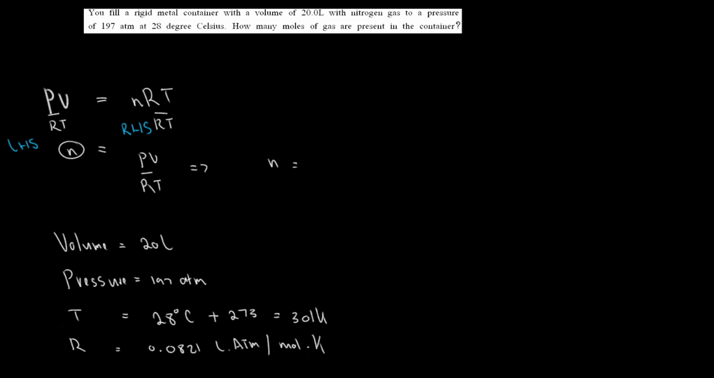So let's substitute what we have. n is equal to, it's going to be a bit of a long equation, our pressure of 197 atmospheres, our volume of 20 liters, and our ideal gas constant, which is 0.0821 liter times atmosphere per Kelvin per mole.